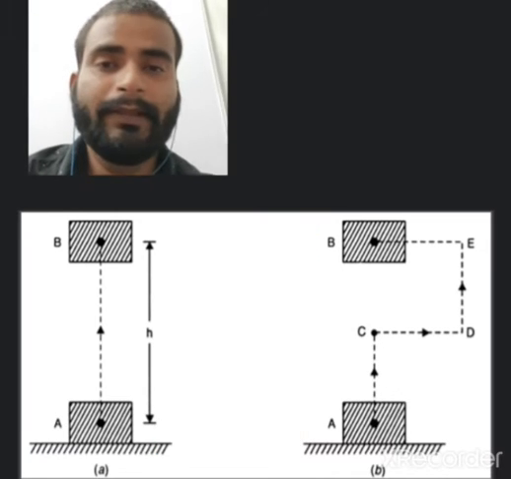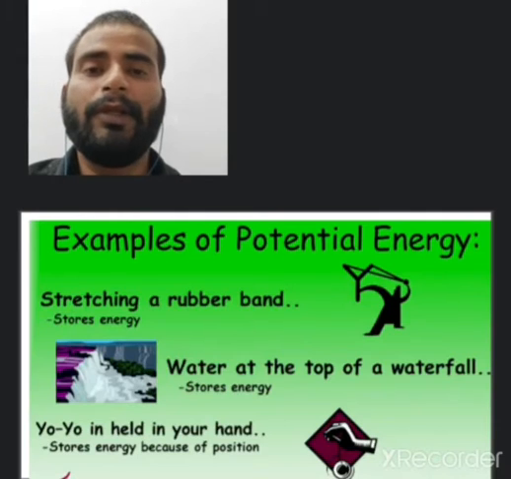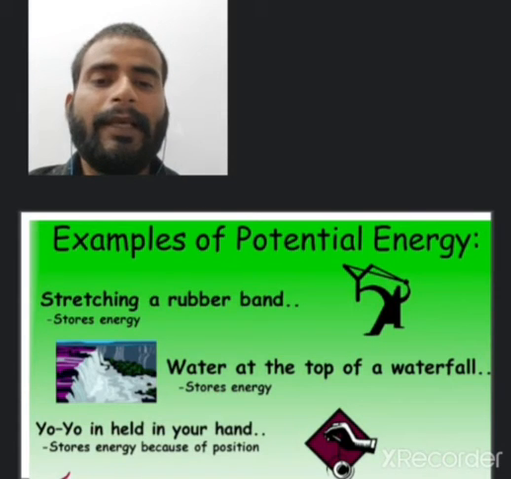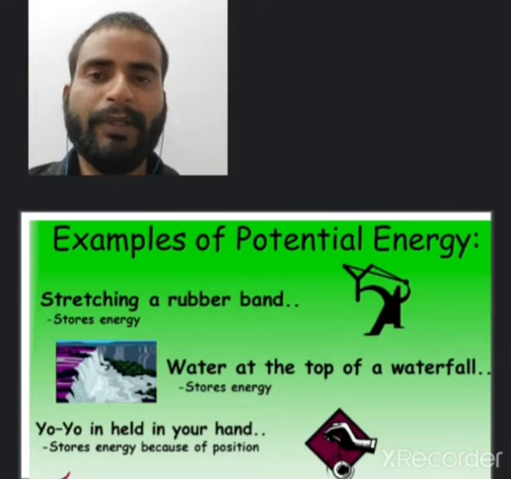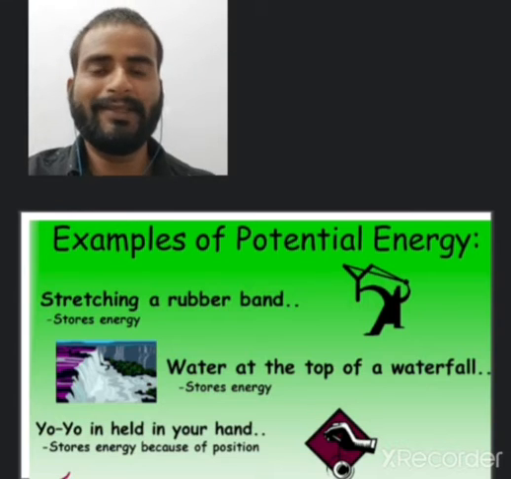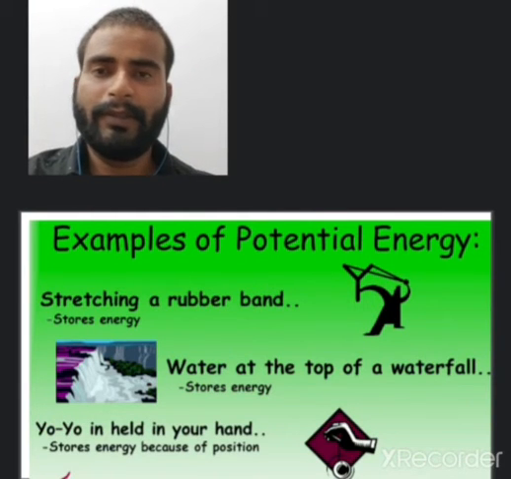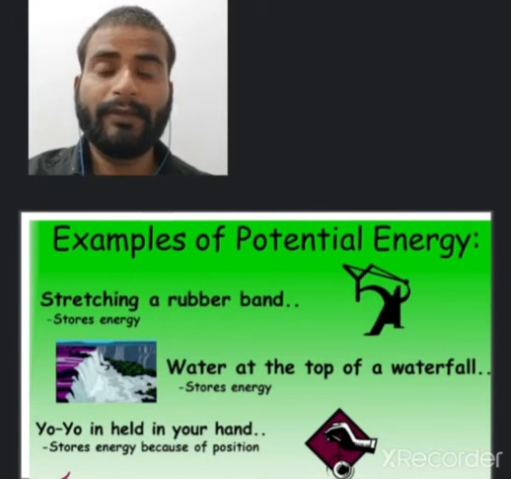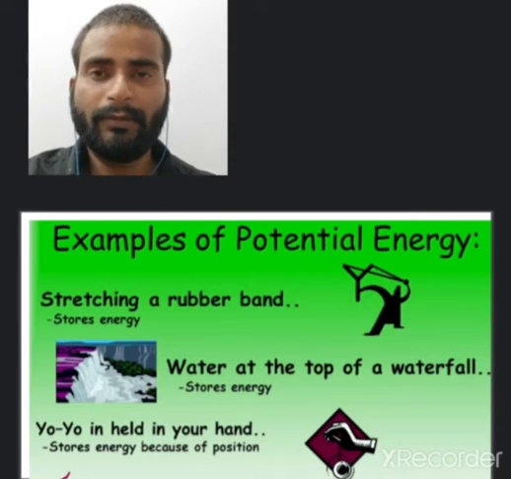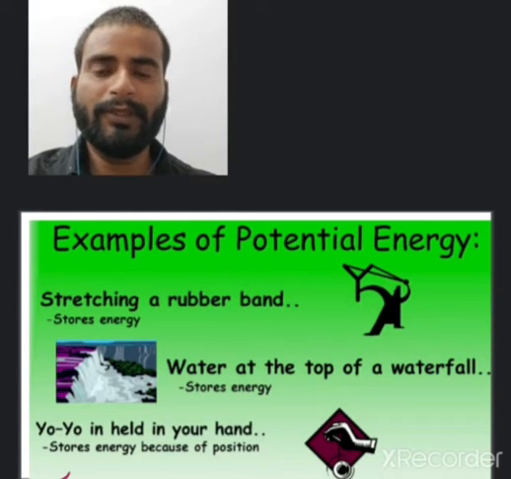So the next thing to understand is the examples of potential energy. What is an example of potential energy? Stretching a rubber band. If we stretch the rubber band, it has potential energy, because it is not in motion. If it is only stretched and not in motion, which type of energy does it have? It has potential energy.